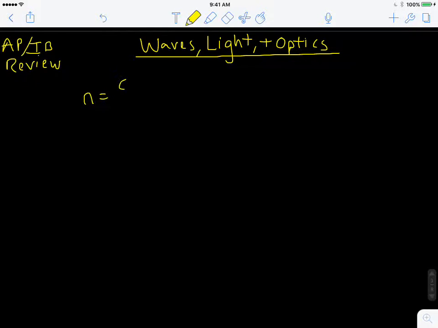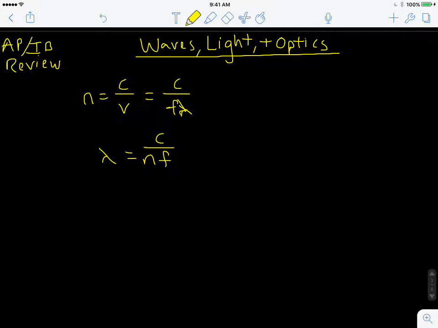n is defined as the ratio of the speed of light in a vacuum to the speed of light in the material. And the thing that's important about this is I could do a little bit of combining of equations, since the velocity of a wave is equal to f times lambda, and I can then rearrange this and solve for lambda. So I'm going to get lambda is equal to c over n times f.